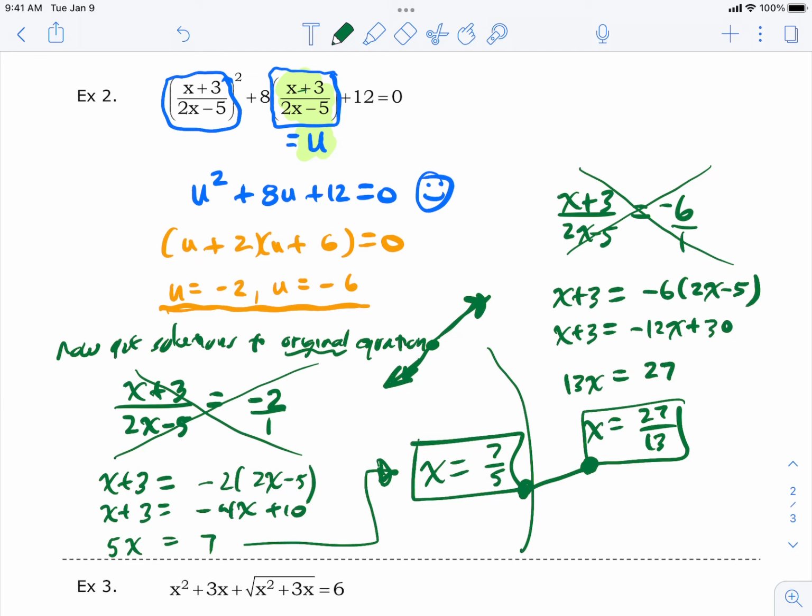And then you take your solutions to the new equation, bring it back to how you defined u in the original equation, so you can have the solutions to the original equation.